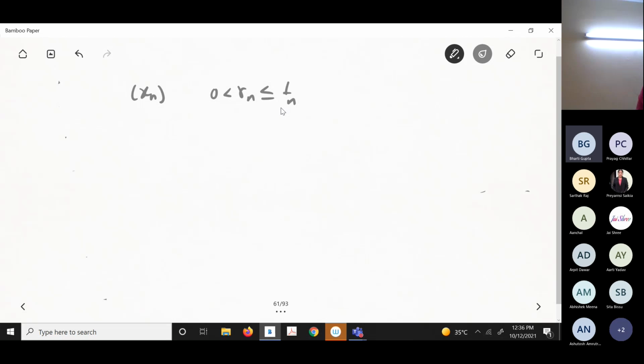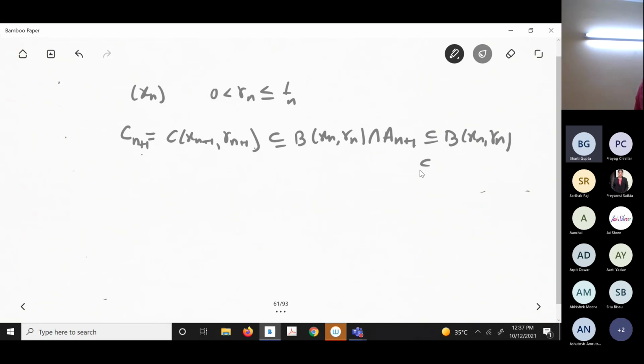Now look, each closed ball is a closed set. I am calling Cn plus 1 the closed ball around Xn plus 1 with radius Rn plus 1, by the choice, intersected with the earlier sets. So this is a subset of this, and this is this. I was wondering whether I need to have this in decreasing order, but it will come automatically. So you are getting Cn plus 1 contained in Cn for all n, and these are closed sets.